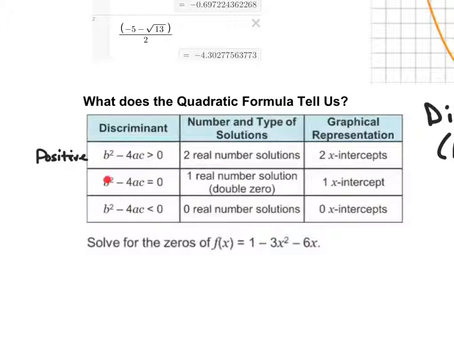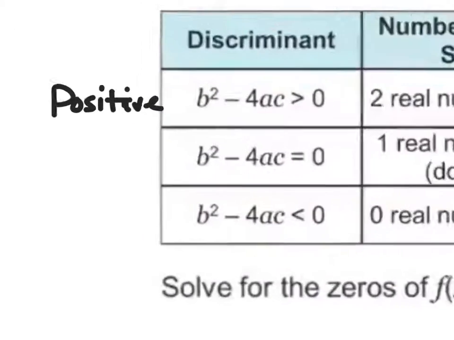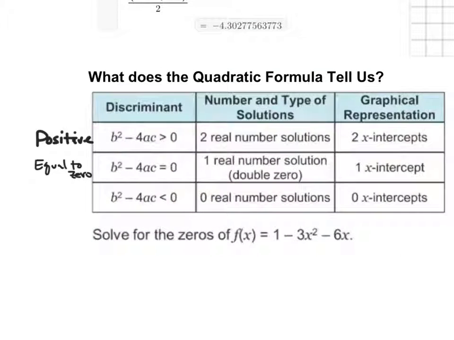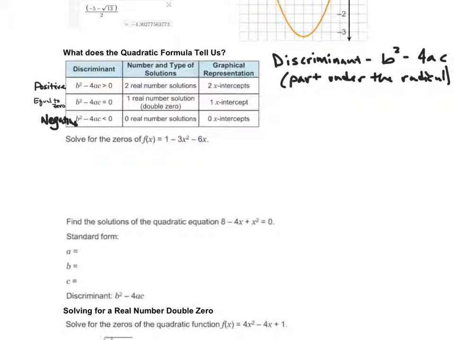When you have a discriminant that is equal to 0, then you have one real numbered solution and the graph is only going to cross the x-axis once. You also have an option where your discriminant is negative, and when it's negative, then you have 0 real numbered solutions, so you don't have any x-intercepts.